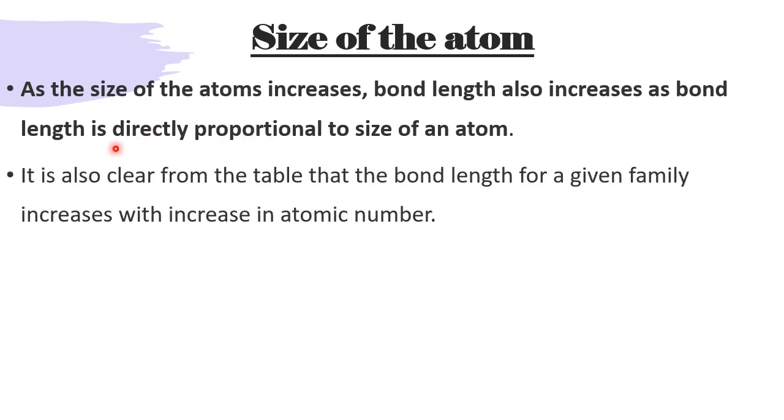It is clear from the table that the bond length for a given family increases with increase in the atomic number. Family means what? A group. Okay, so if you move from top to bottom, lithium, sodium, potassium, lithium chloride, note down the bond length. Sodium chloride, note down the bond length. And the bottom one, francium chloride, francium is a very big one. So naturally bond length is more. So in a family, in a group, if you move from top to bottom, in their compounds the bond length is more.